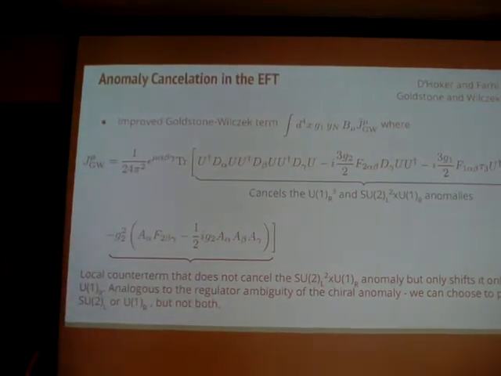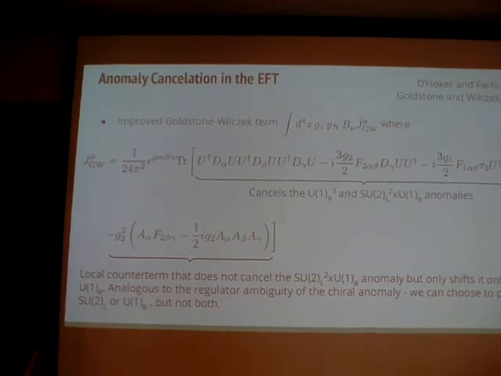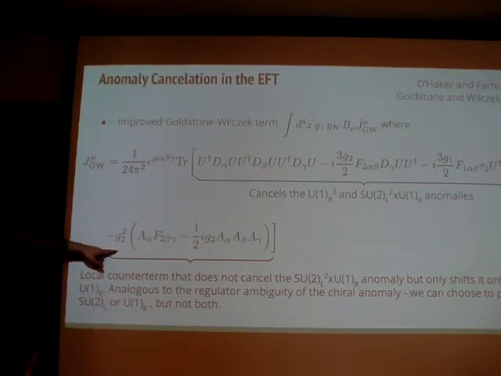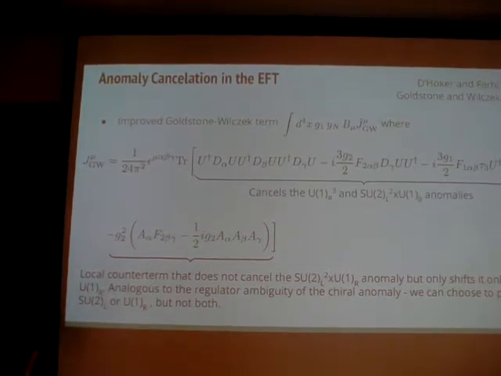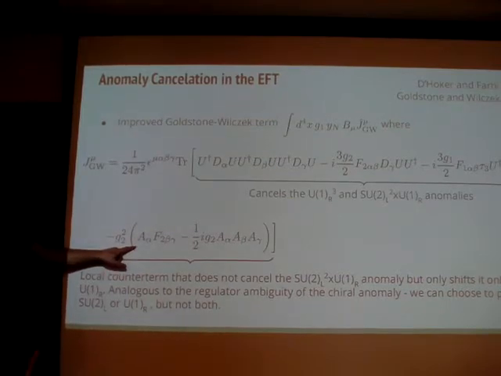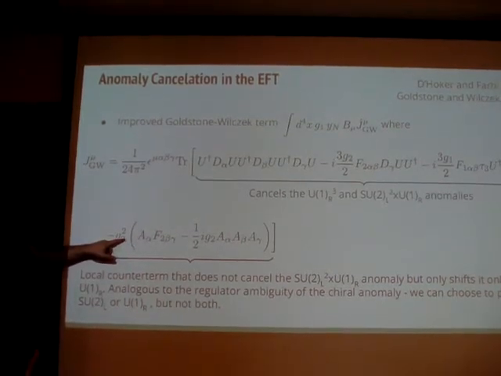Remember that I told you in the beginning that when we have a triangle diagram, we have the freedom to regulate this triangle diagram to conserve the vector and violate the axial, or conserve the axial and violate the vector. So this is a local counterterm that I can add to this Lagrangian that corresponds to this regulator ambiguity from the fermion loop. And here I'm simply adding this counterterm to put the weight of the mixed anomaly between the U1 and the SU2 squared only on the U1. So this will make the SU2 current preserved, but it will violate the U1.